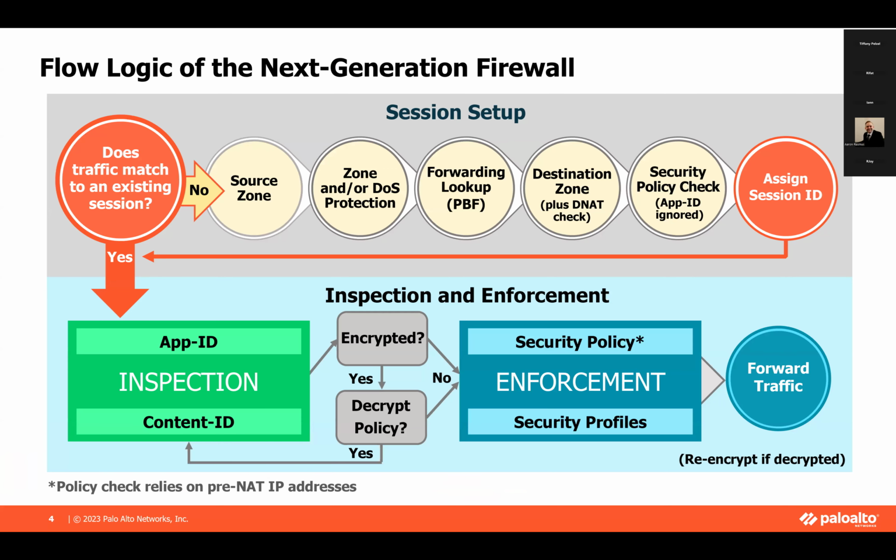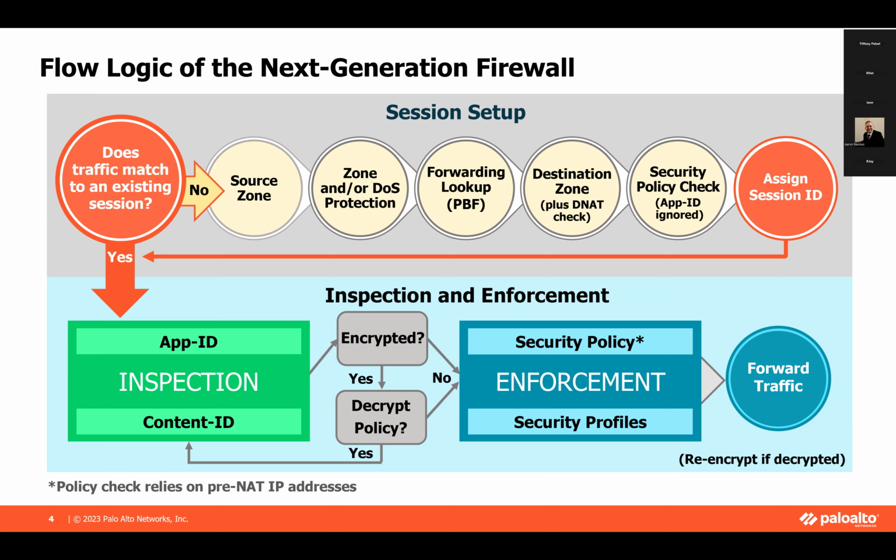All right, so again, you'll start seeing this flow logic up here all the time now because it'll make sense as to where we're at in the process. So again, when a packet comes in the upper left-hand corner, it always asks whether or not this traffic matches an existing session. And if it does, then go ahead and start on down through the inspection and enforcement section. If not, then we're going to go ahead and set up a new session, which means it needs to go through that entire chain at the top, determine whether or not it fits, and if it does, go ahead and get a session ID. From there, it can go ahead and pass through the rest.